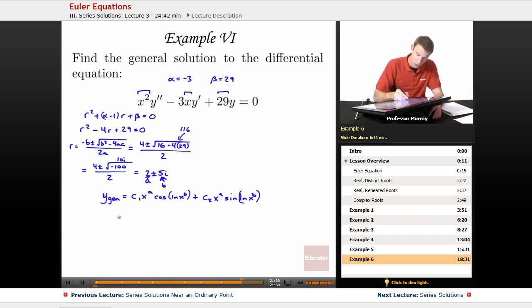So let me go ahead and plug those in. The general solution here is c1 times x squared cosine of natural log of x to the fifth, plus c2 x squared times sine of natural log of x to the fifth. You could write that as 5 natural log of x if you like. And so that's our general solution to this Euler equation.